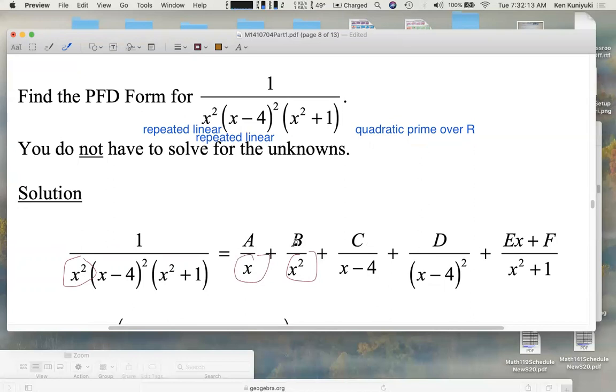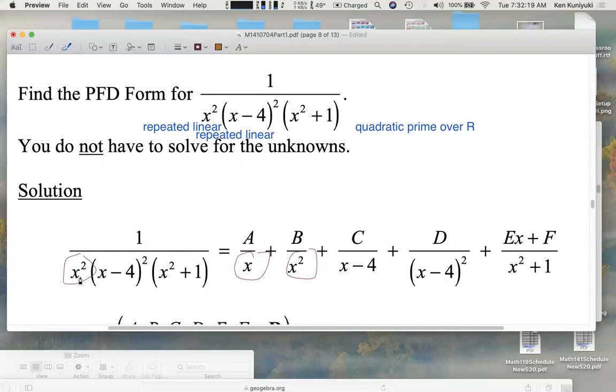A, B, C, and so forth are going to represent real numbers that are unknown at this time. But from the x squared as a factor on the bottom, we get a over x plus b over x squared. These are the partial fractions we get from the x squared. Don't forget to put the plus sign there, even though eventually b could be negative, that is possible.